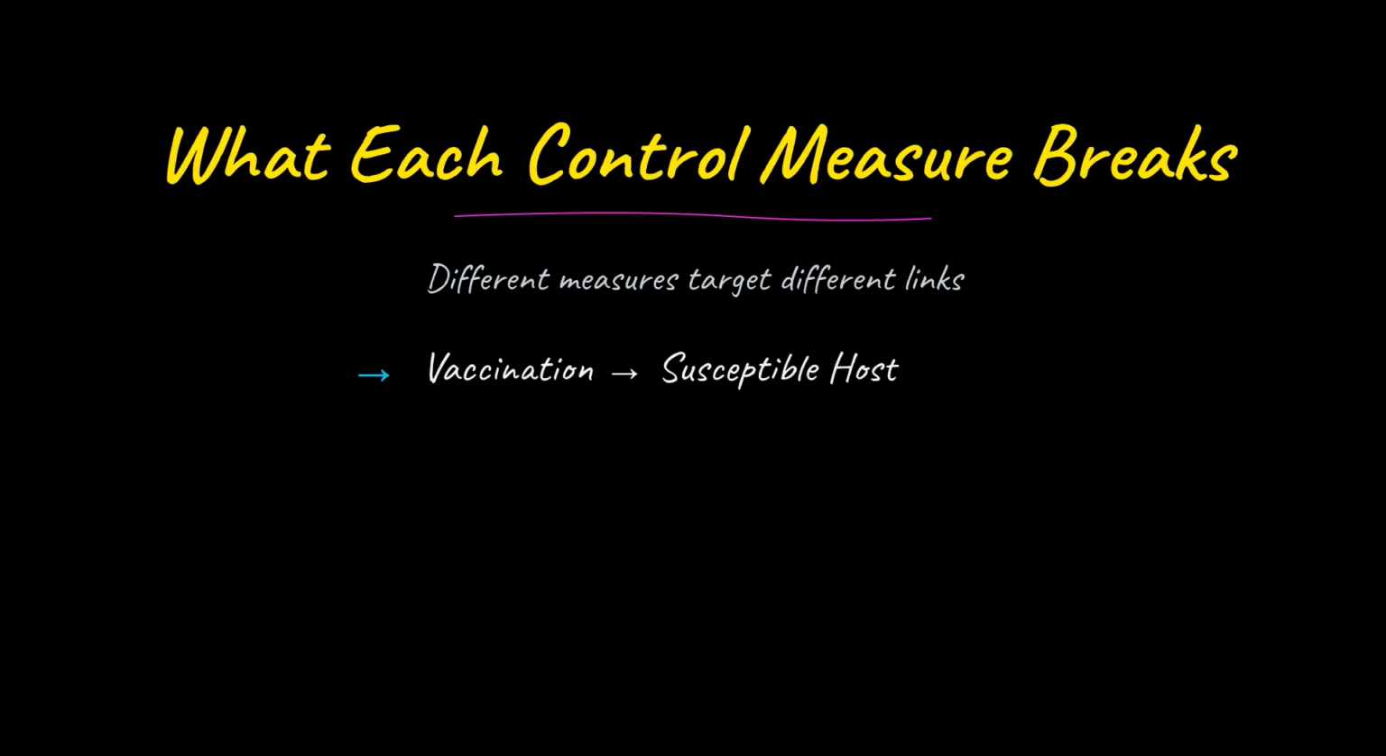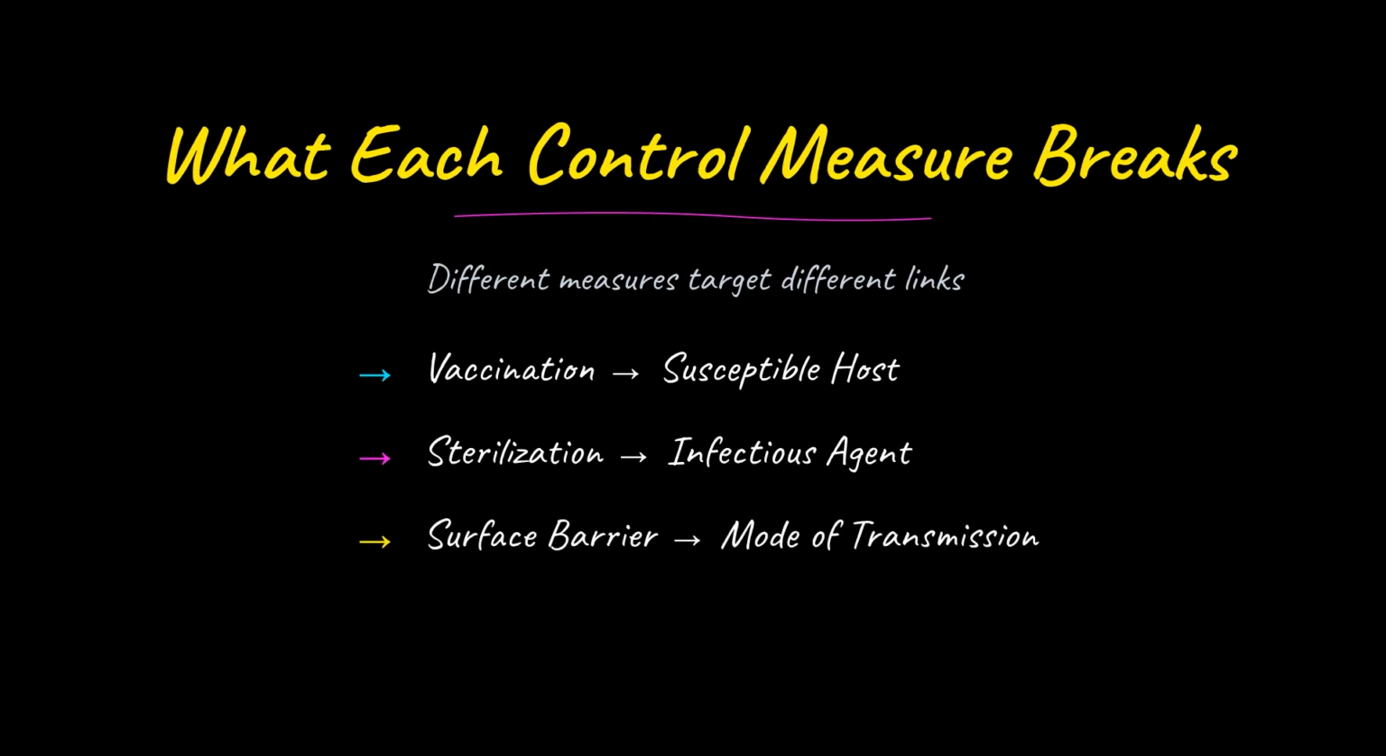Different infection control measures each target a specific link. Vaccination strengthens the susceptible host. Sterilization destroys the infectious agent. And a surface barrier works specifically by blocking the mode of transmission, denying microbes the indirect route from surface to hand to patient.